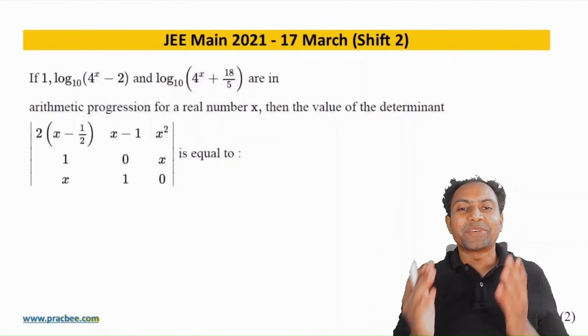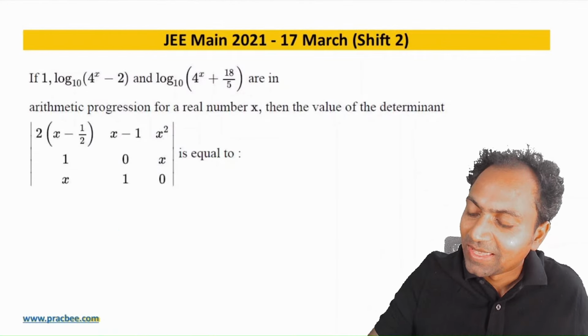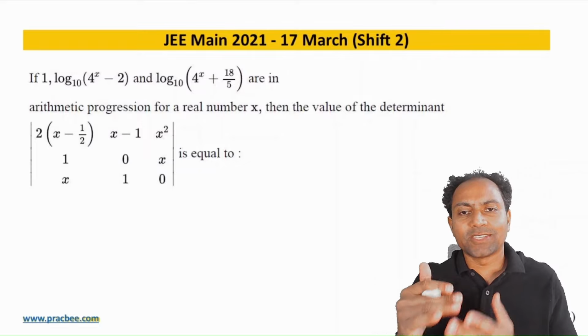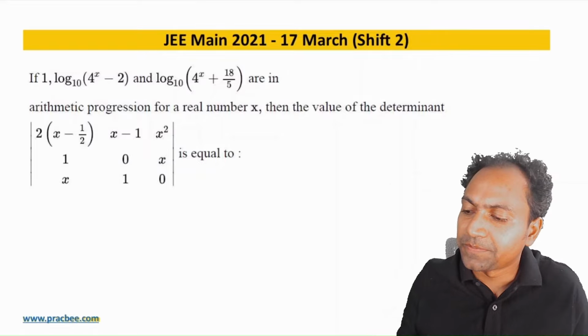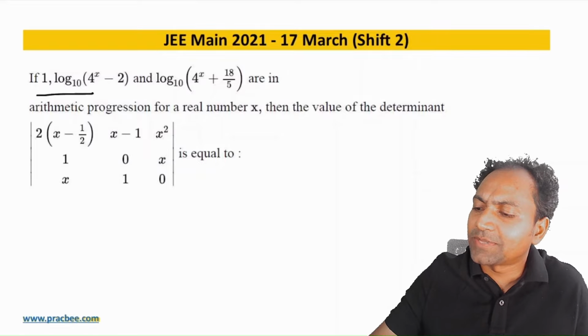So let us move towards this last question of our discussion. In this question, there are two parts. One is based on determinant, another one is based on logarithm. So first, let us see the logarithm part of it. What they're saying is these three terms are in arithmetic progression.